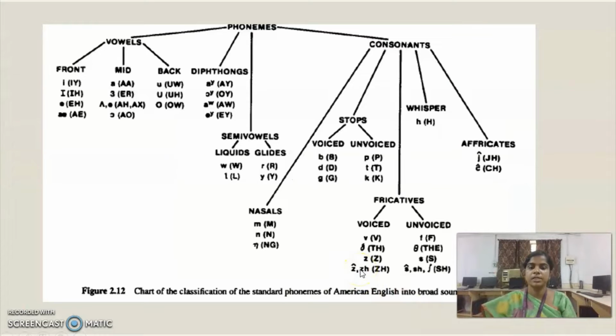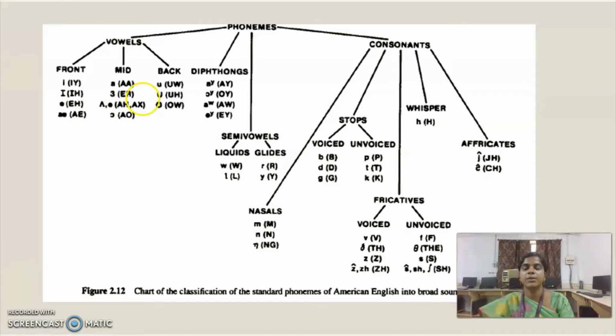Here is a detailed classification chart of the standard phonemes in the American English language. So phonemes are classified into vowels, consonants, diphthongs, and semivowels. Vowels are in turn classified into front, mid, and back vowels. So the front vowels include the I, A.